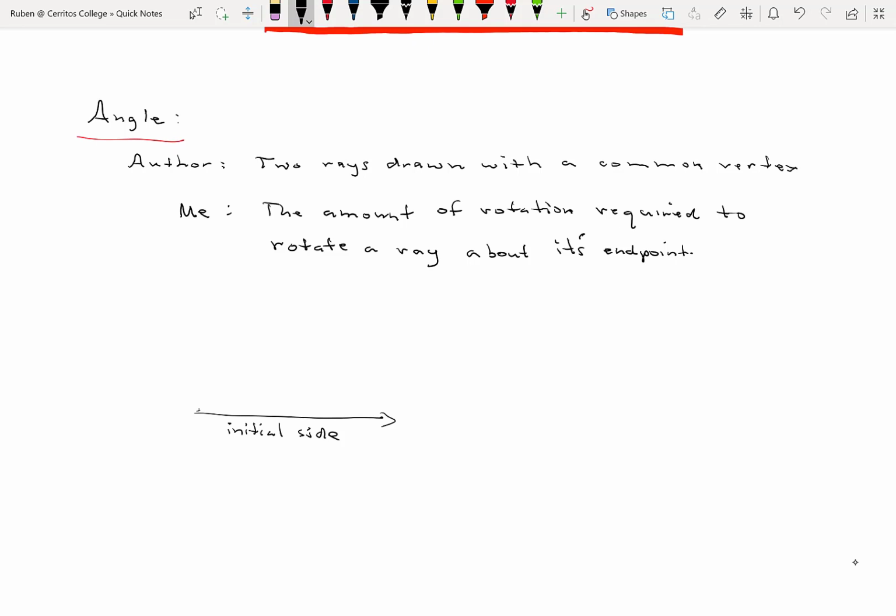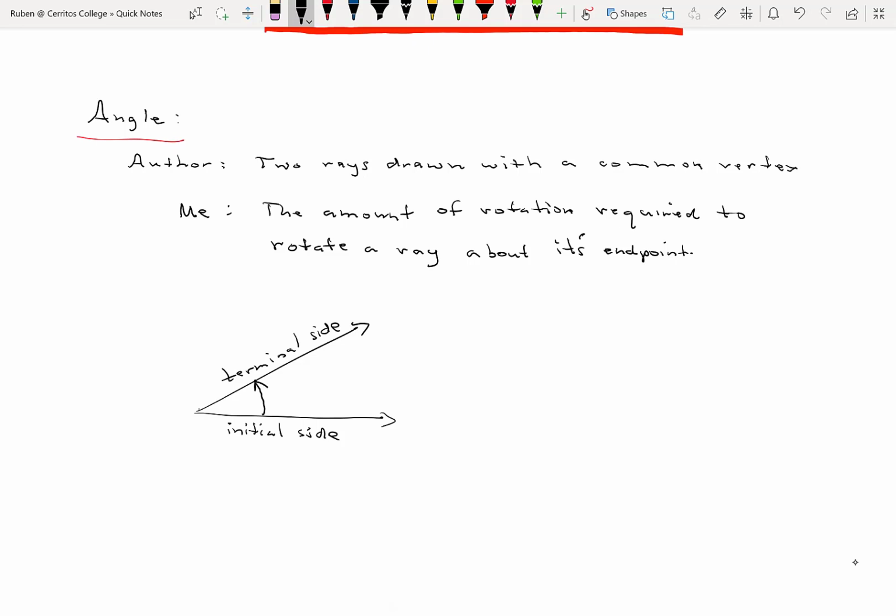So when we're done rotating it about its endpoint, it's going to have its new position this way, as an example, and we're going to call that new position the terminal side of the angle. Terminal side of the angle. And these are standard vocabulary terms for our course. And what is formed is the actual angle.